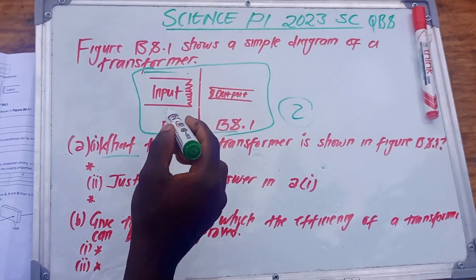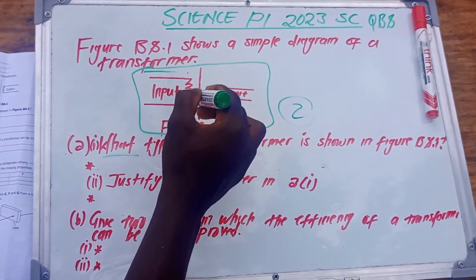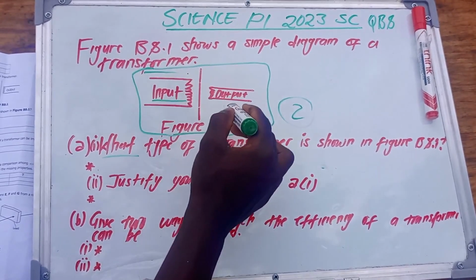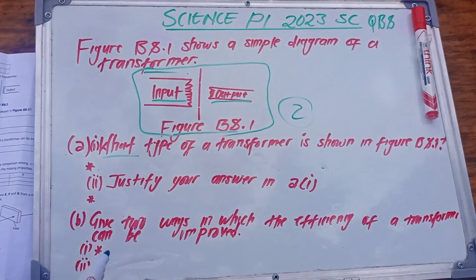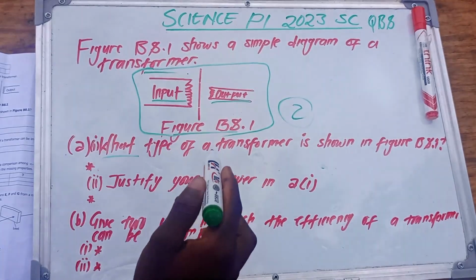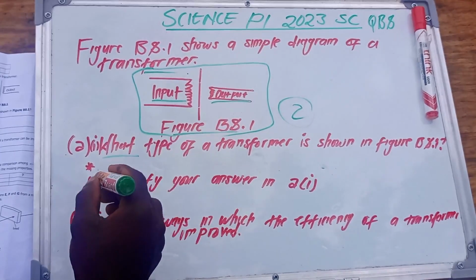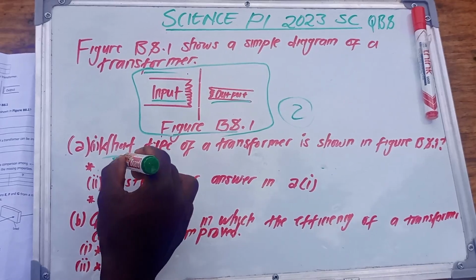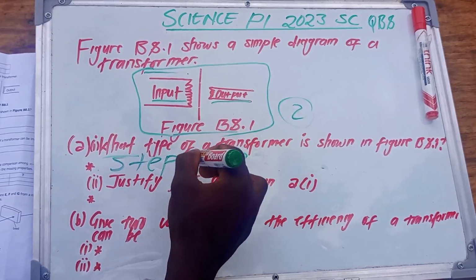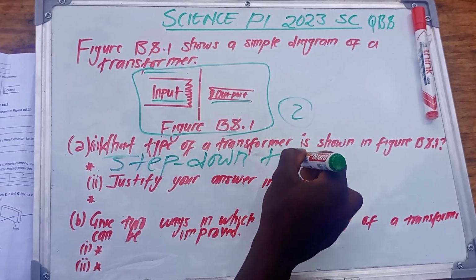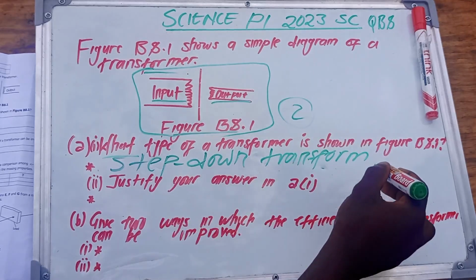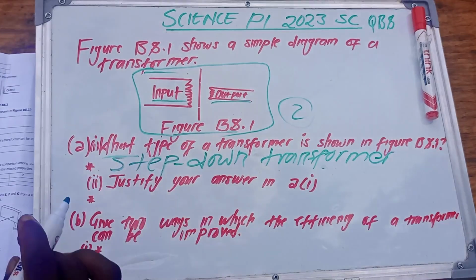In this case, as you can see, the number of turns of coil in the input section is greater than the number of turns of coil in the output section. And this is telling us that this is a step down transformer. This type of transformer is the one which we call a step down transformer. I hope you are getting it.